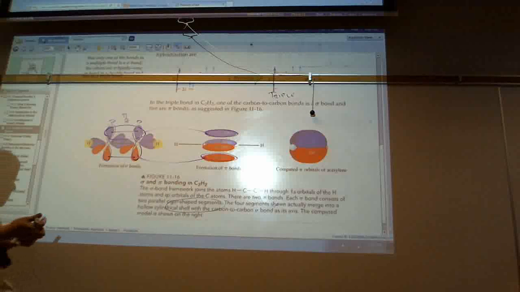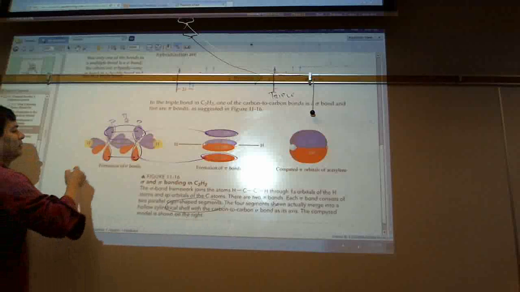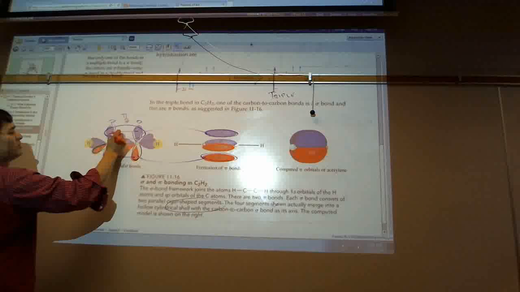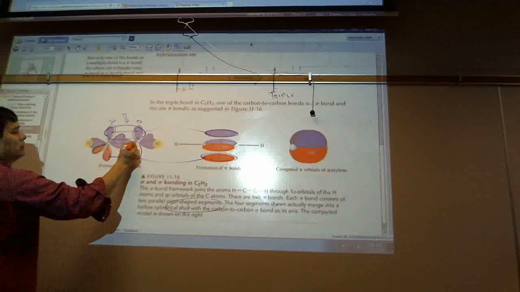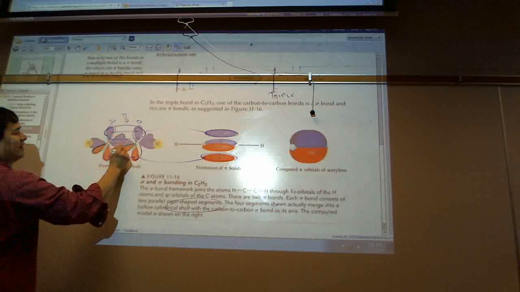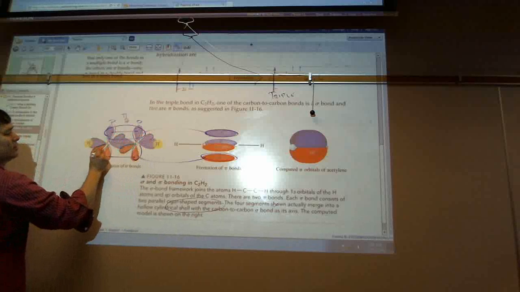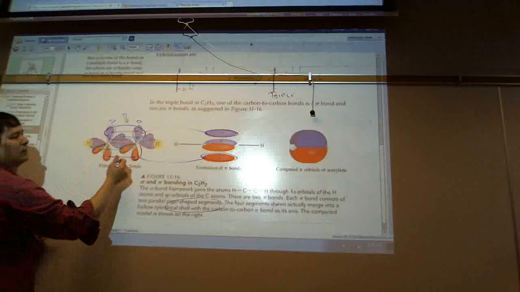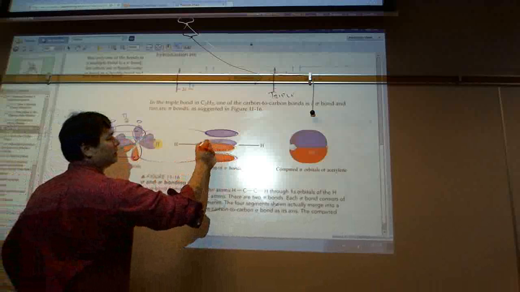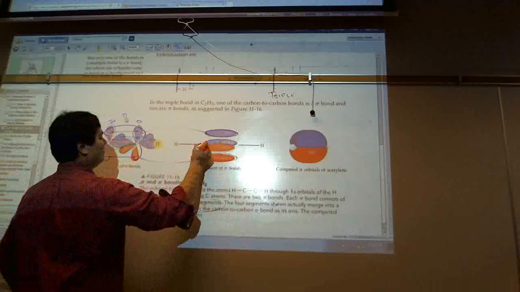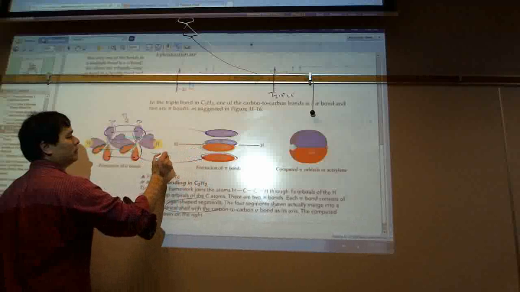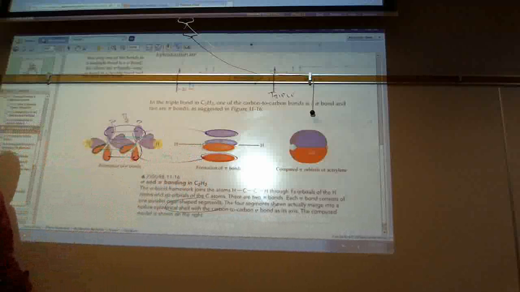This is the green. They put the green in kind of profile here. And so this one comes out, this one goes in. This one comes out, this one goes in. And so the green overlaps like this. You see it, here and here? And so this would be the green overlap, the second pp pi bond here. Can you see it here?